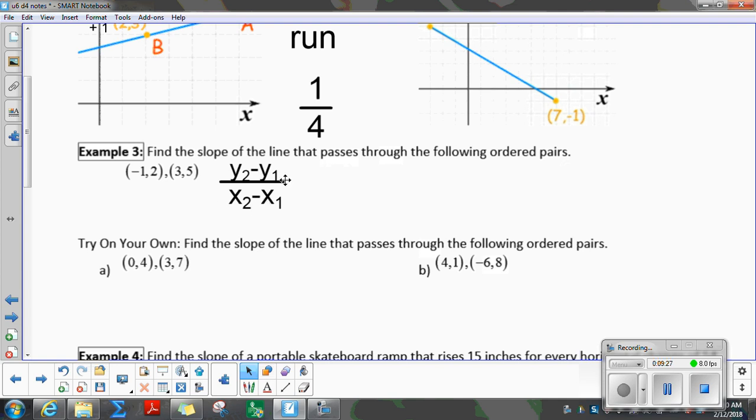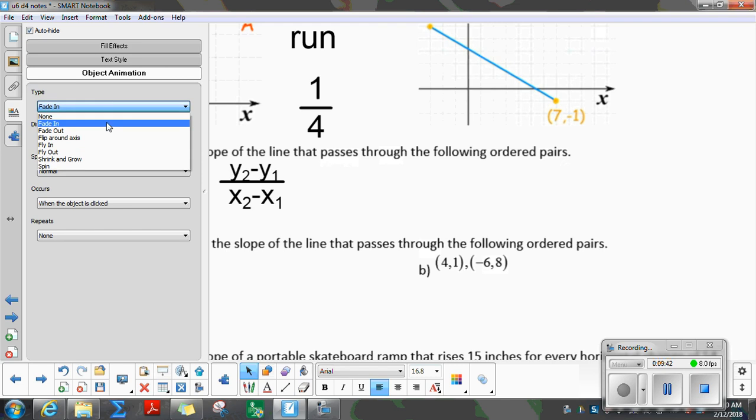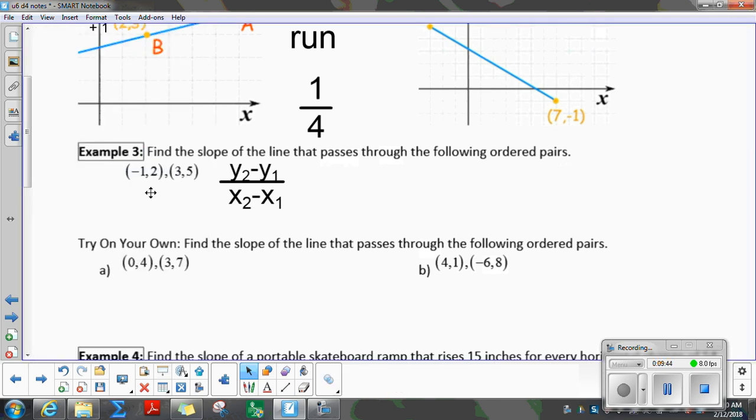So here's the formula. I'm going to go ahead and label my points. It doesn't matter which one's your first point and which one's your second. It's up to you. I just went ahead and labeled it like this. That's supposed to be showing up, but it's not, because it's really annoying. There we go. So I labeled this one my first point.